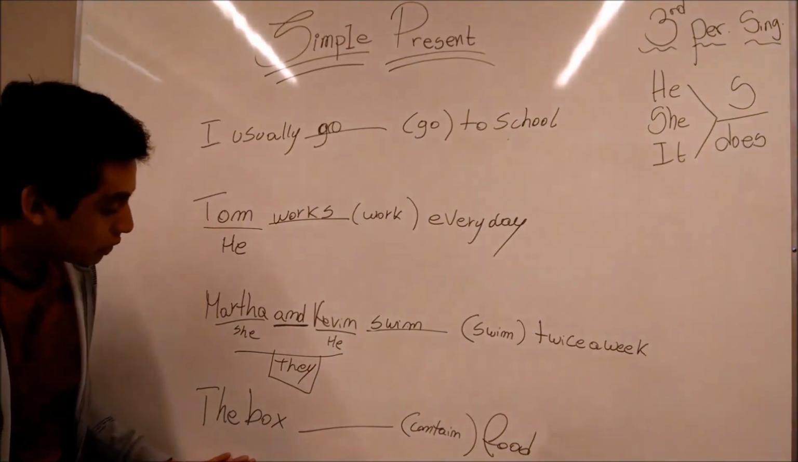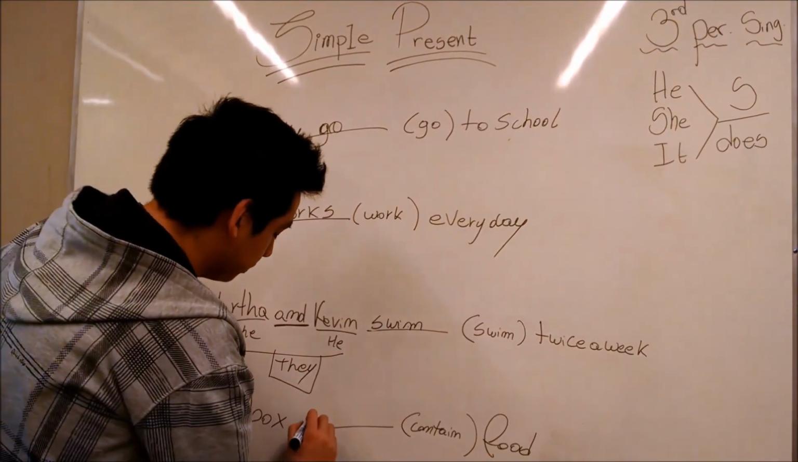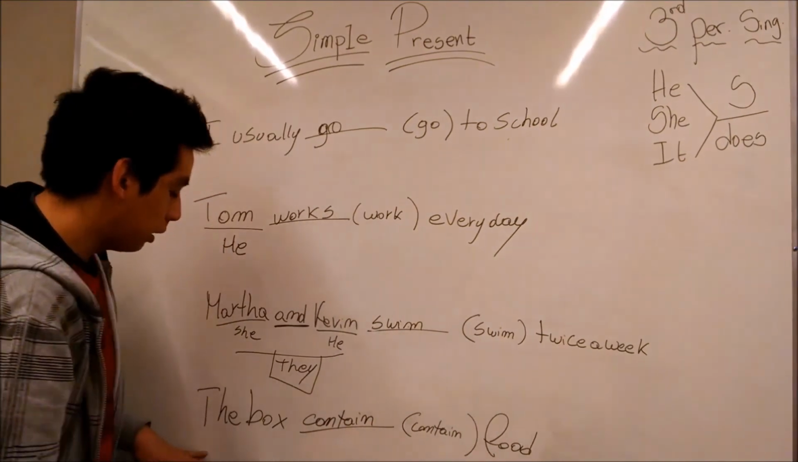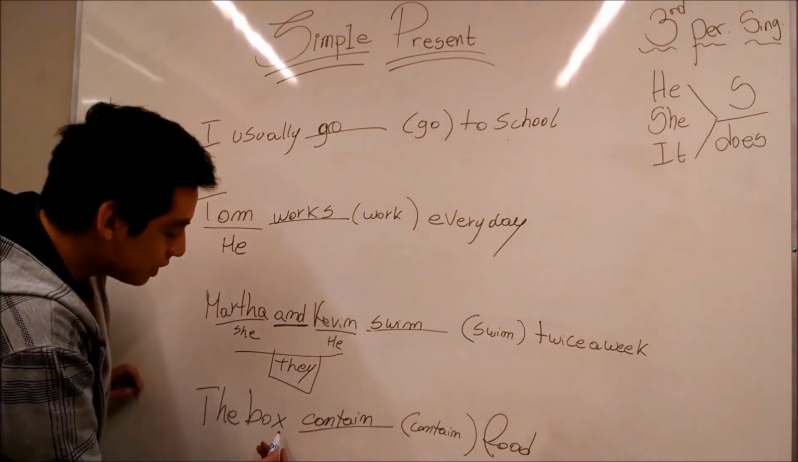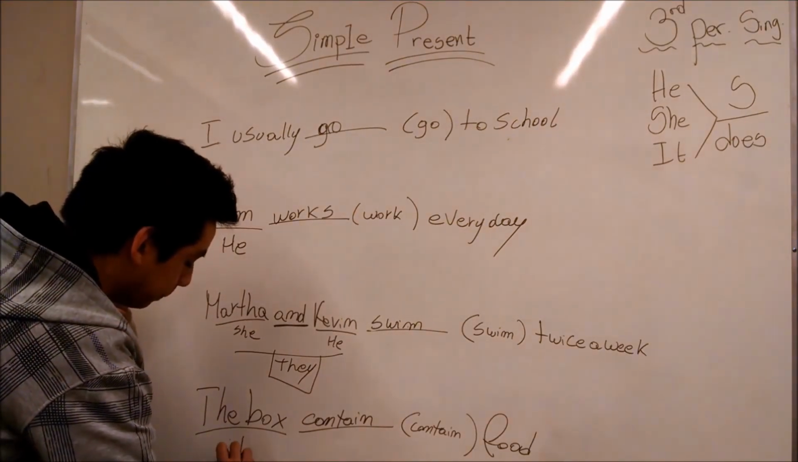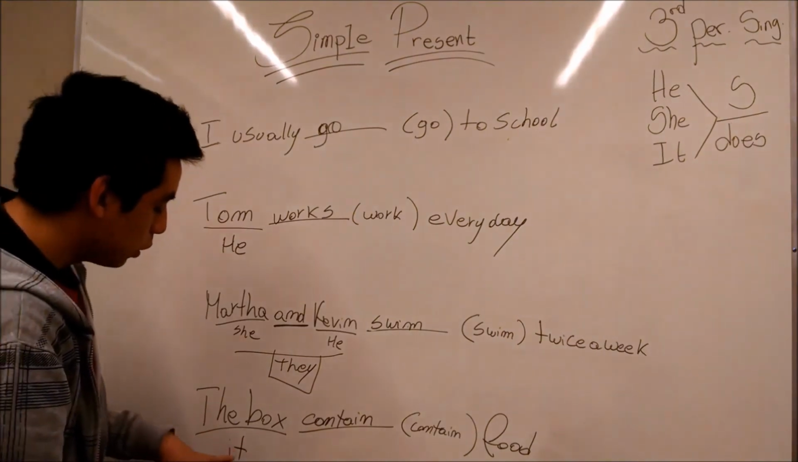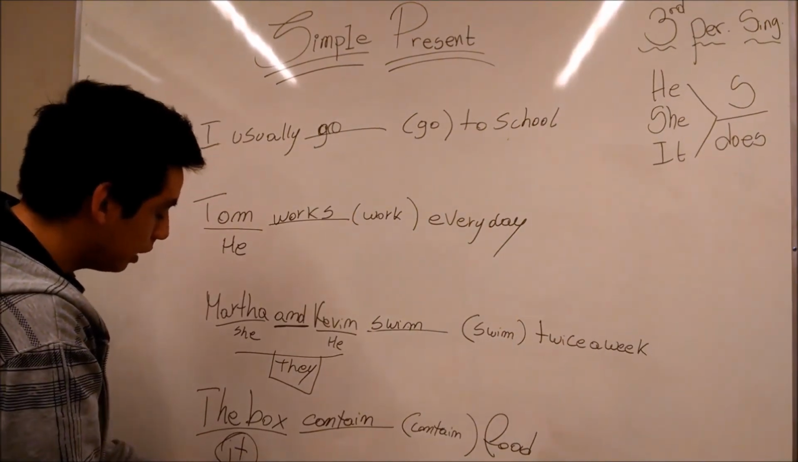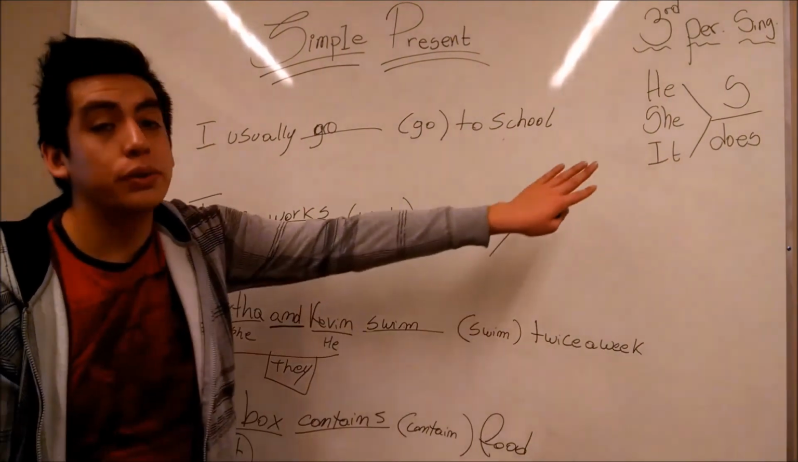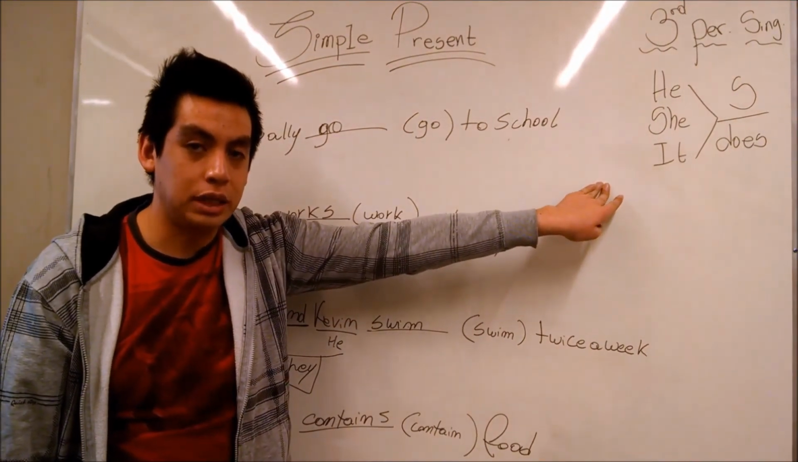Then we have: the box contain food. So, the box contains food. In this case, the box can be replaced by it. Okay, so because of it, we have to put an s at the end of our verb because it belongs to the third person singular.